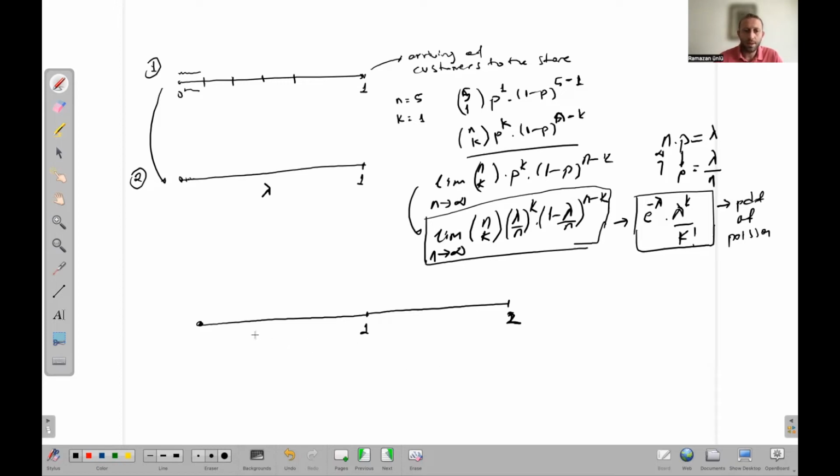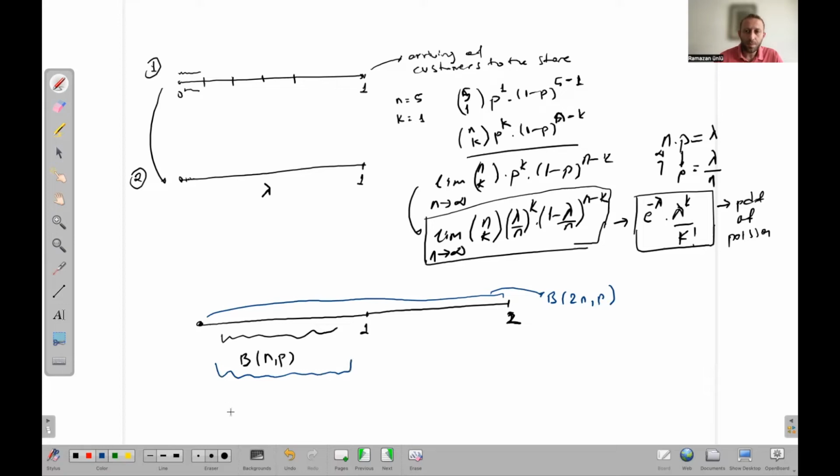Let's say this is a binomial distribution with the parameters n and p, and this whole thing is the binomial distribution with 2n and p. So I can approximate this part as the Poisson distribution with lambda, and I can approximate this whole thing with the Poisson distribution with 2 lambda, if I extend this time interval into 2.